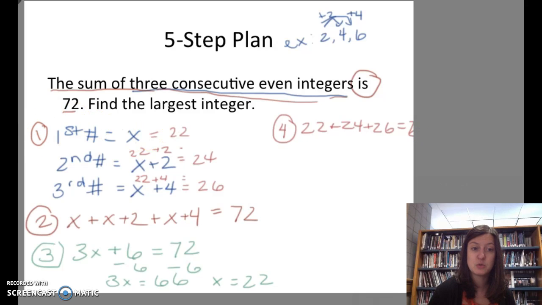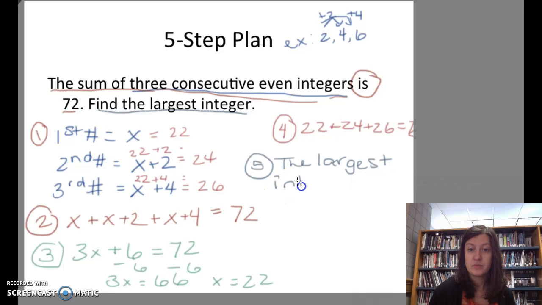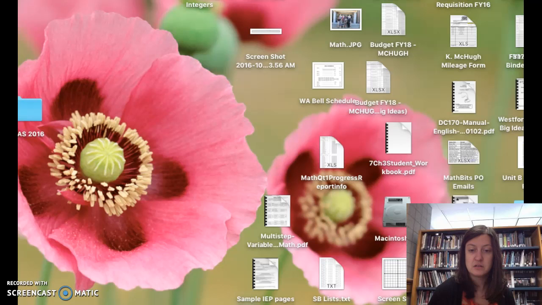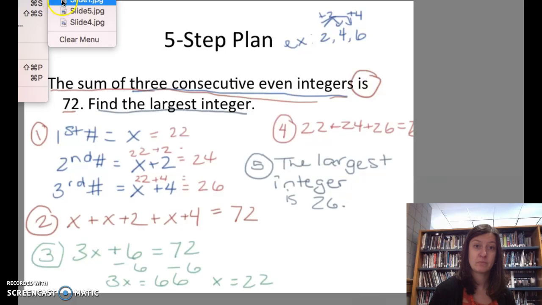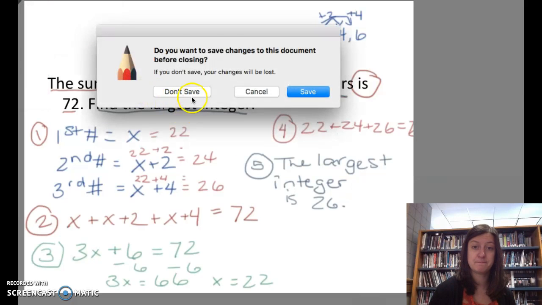Now to answer the actual question, find the largest integer. The largest integer is, whoops, where am I? Is 26. That's it. Okay, 2 more slides.